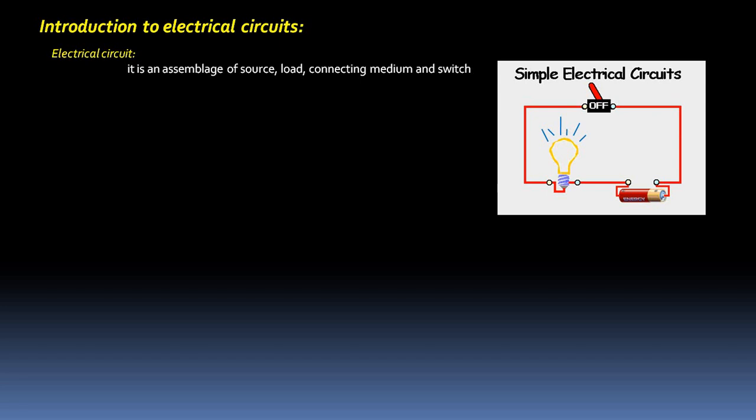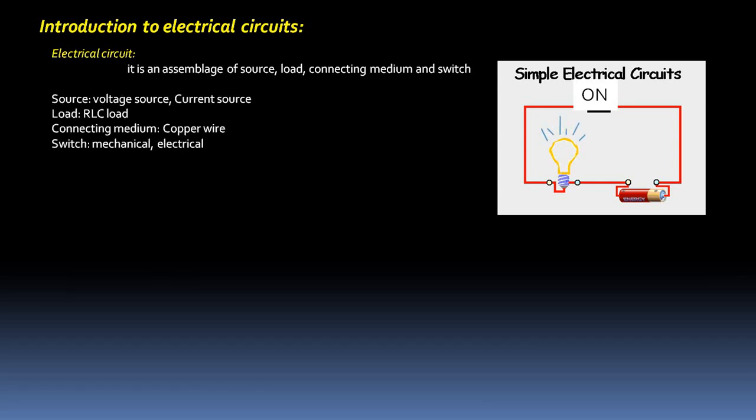Here we can see a simple electrical circuit. It has a DC battery as the source and a lamp as the load. A lamp comes under resistive load. There is also a switch which can control the flow of electric current. Here the connecting media is wire. So it is a simple electrical circuit which has the four elements: source, load, connecting media and switch.